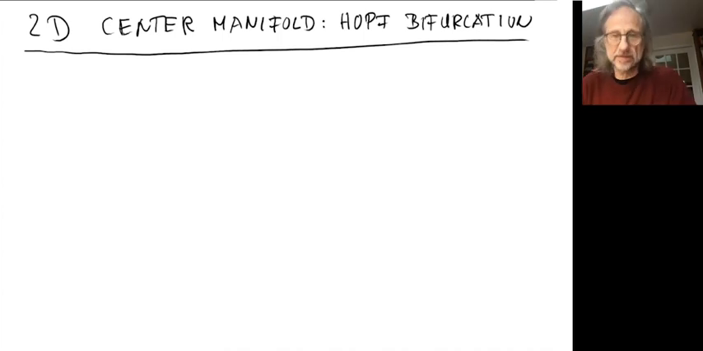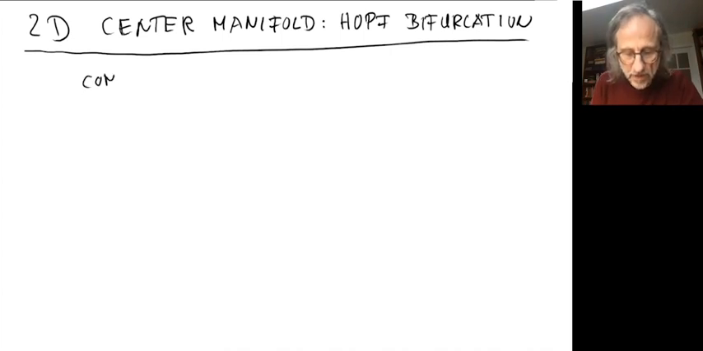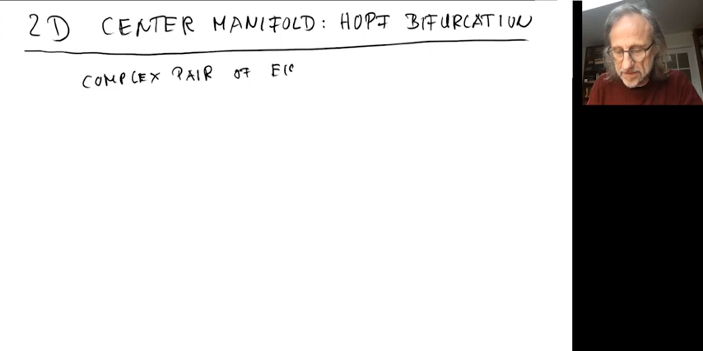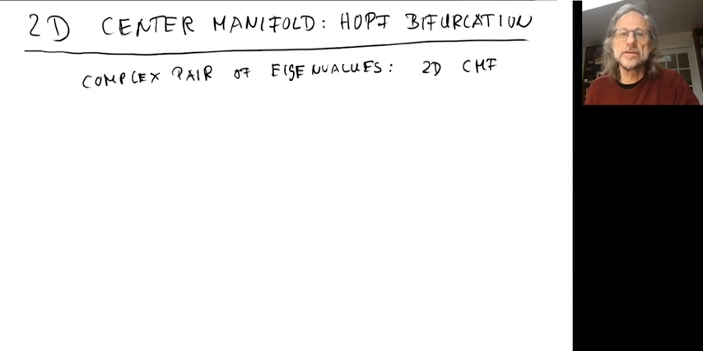So let's first look at oscillations, a complex pair of eigenvalues, in which case there will be a two-dimensional center-manifold. And let's see how we would deal with that. So we get a 2D center-manifold. Let's take a concrete system just so we have something in front of us. We'll look at that in different ways, so we'll get back to it later again.